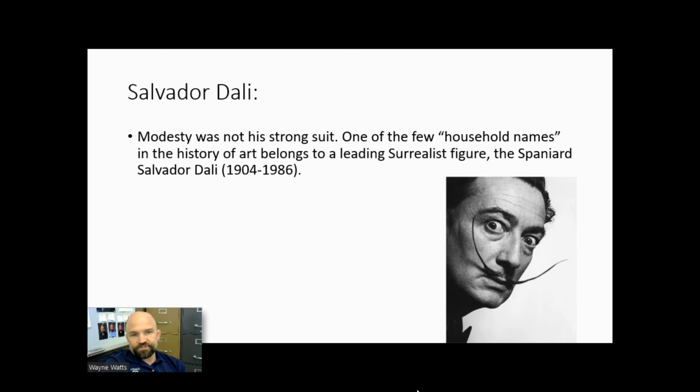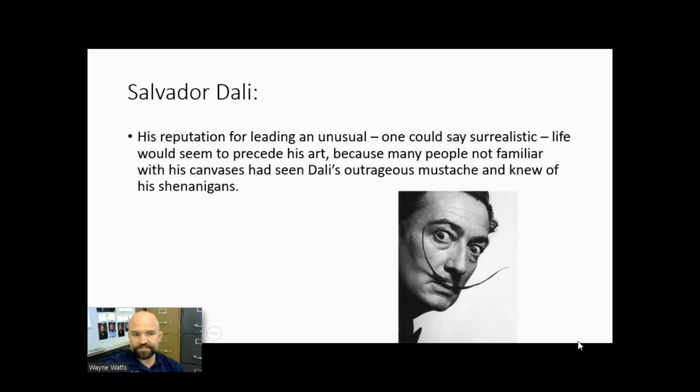Modesty was not the strong suit of one man named Salvador Dali. One of the few household names in the history of art belongs to a surrealistic figure, the Spaniard Salvador Dali, who lived from 1904 to 1986.